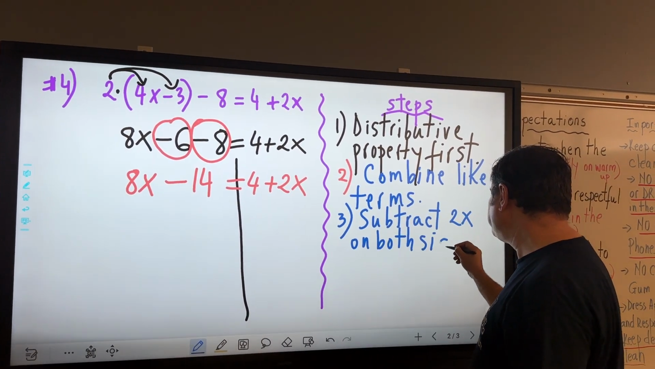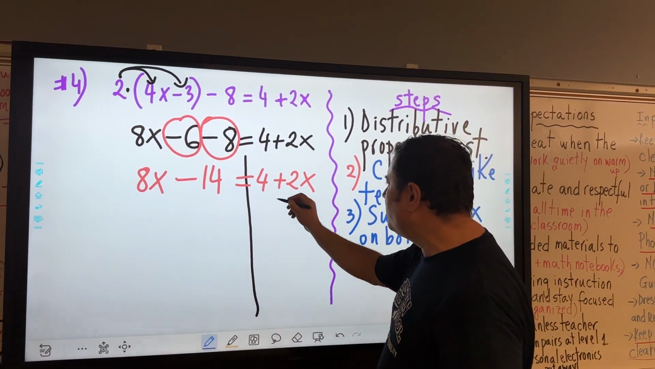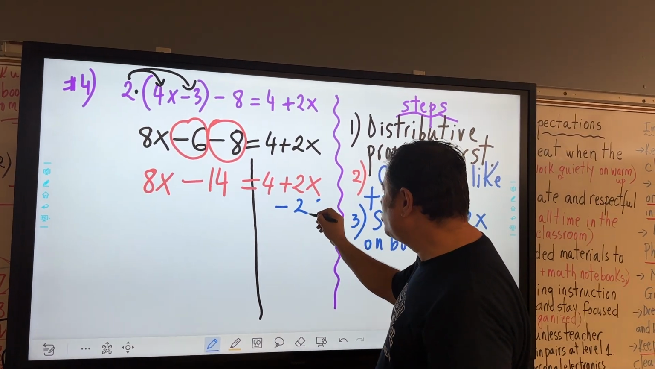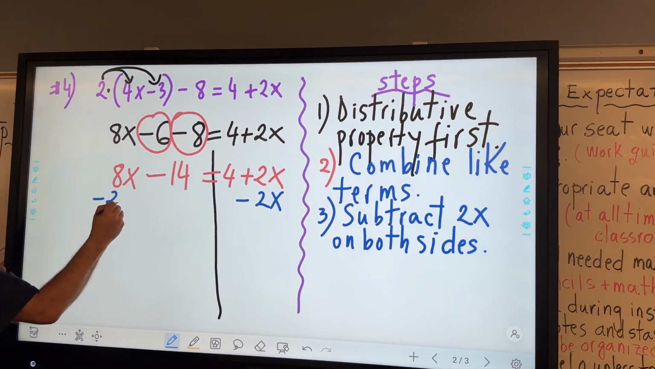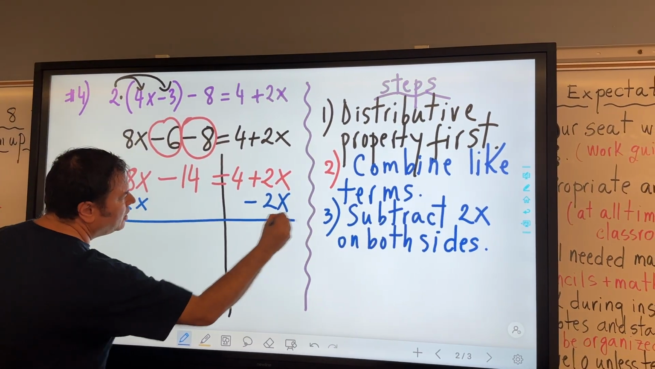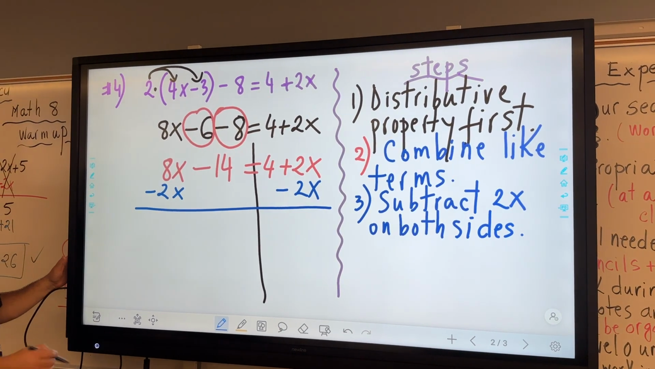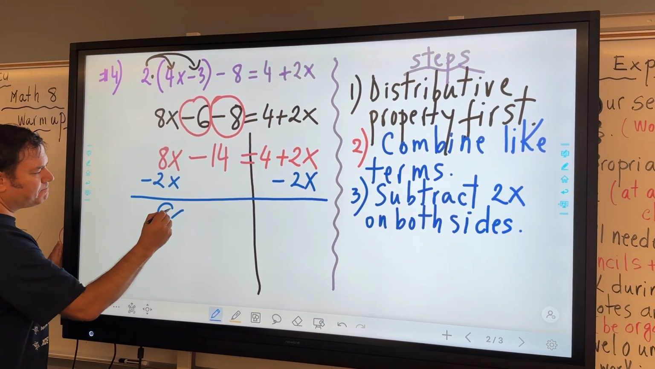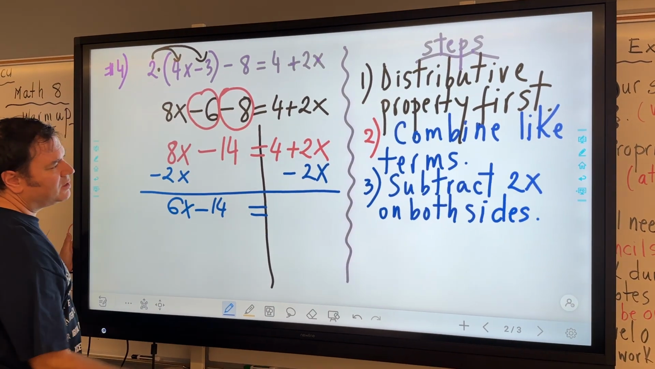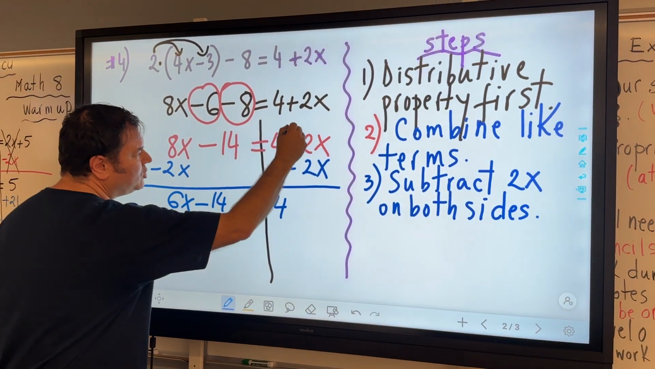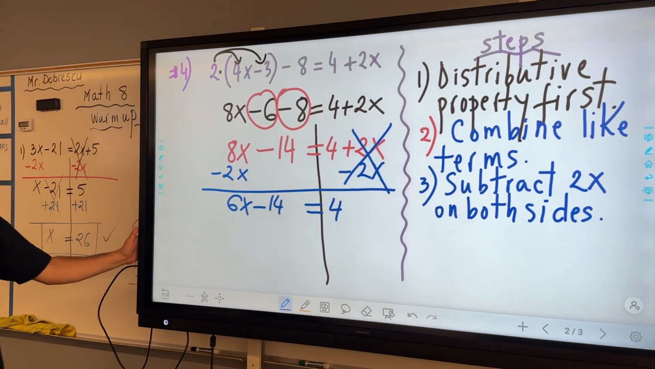Both sides. Again, by the subtraction property of equality. Whatever we do to one side, we have to do to the other side. And let's see what's going to happen. 8x minus 2x becomes 6x minus 14 equals 4, because 2x and negative 2x cancel each other out.